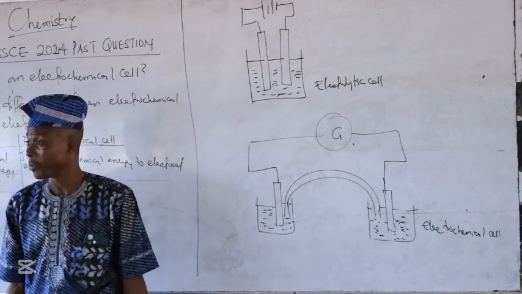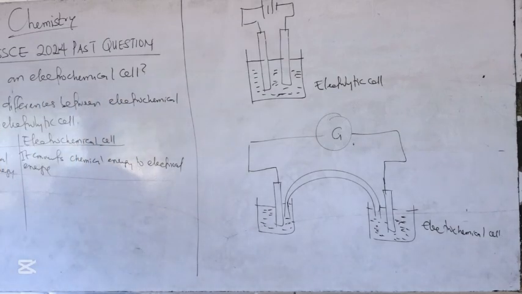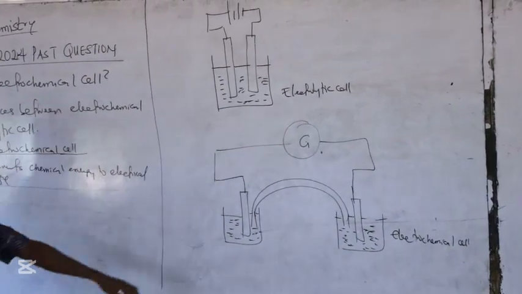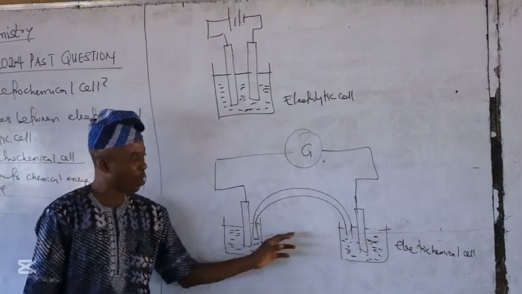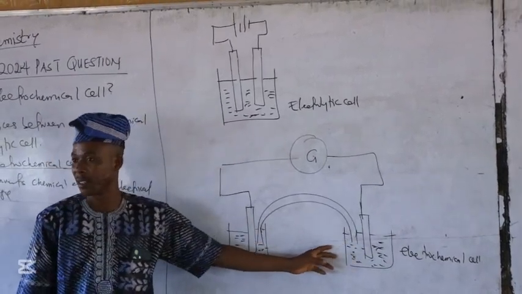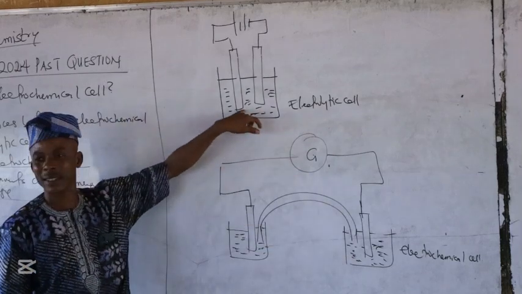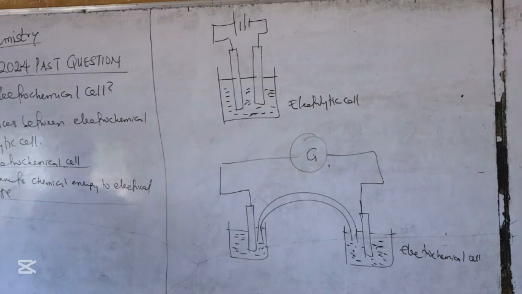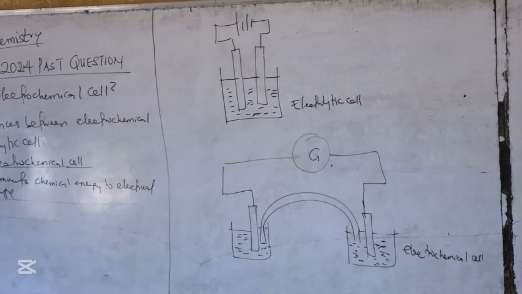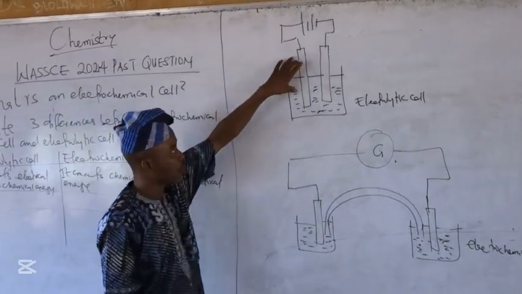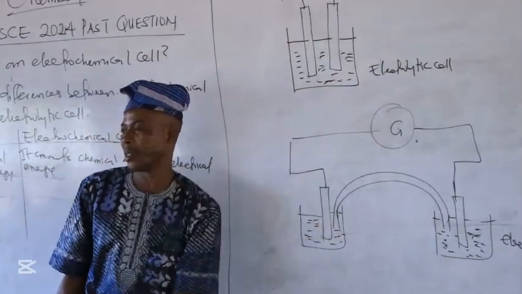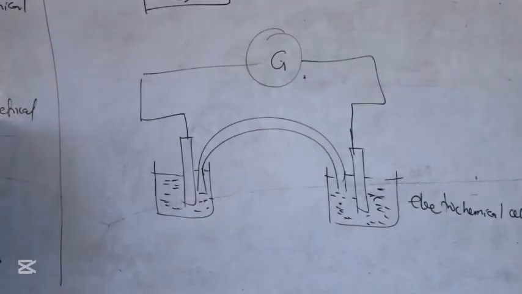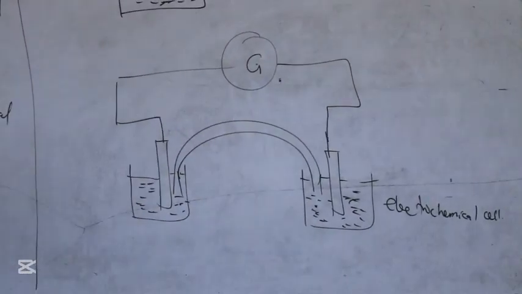From the diagram, you can see two main differences between the two. In an electrochemical cell, the electrodes are in two different containers, whereas in an electrolytic cell, the electrodes are in one container. That is the difference. Both contain two electrodes, but in an electrolytic cell, the electrodes are in one container, in one solution. Whereas electrodes in an electrochemical cell are in different electrolytes.